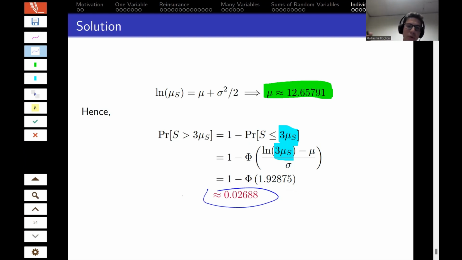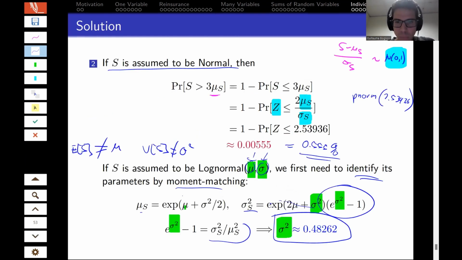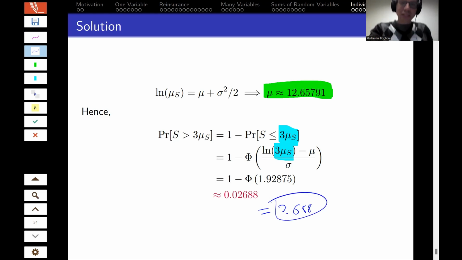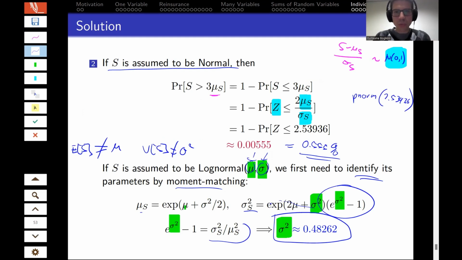And again, I guess the punchline here is that the number is pretty different. We had barely 0.55%. Now we have something closer to 3%, 2.688. So it's quite different, and it makes sense because the log normal is skewed, so it has a bigger tail. So here, it seems that the normal approximation underestimates the probability of being much bigger than the expectation.